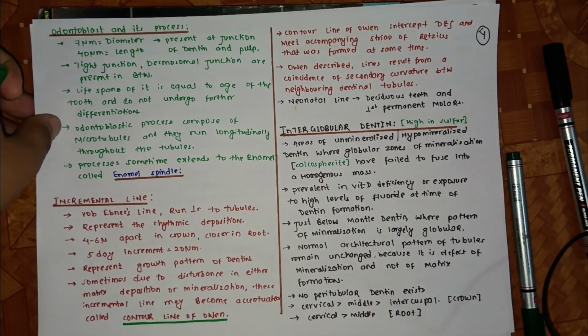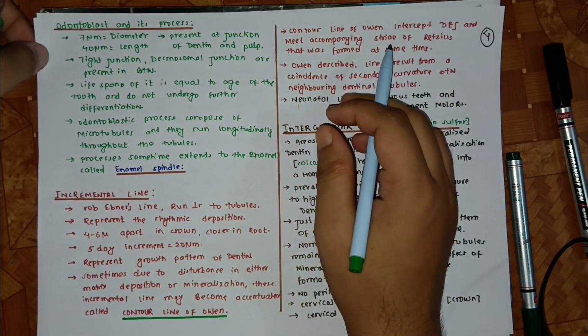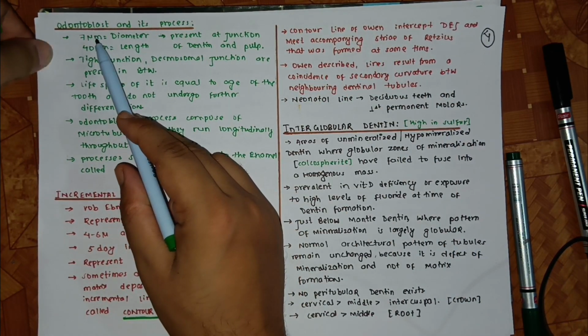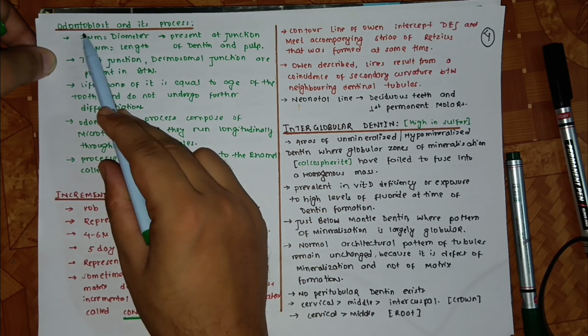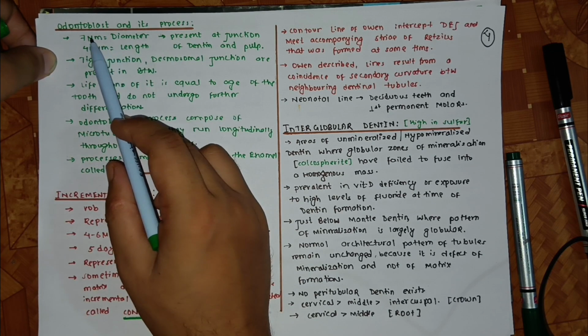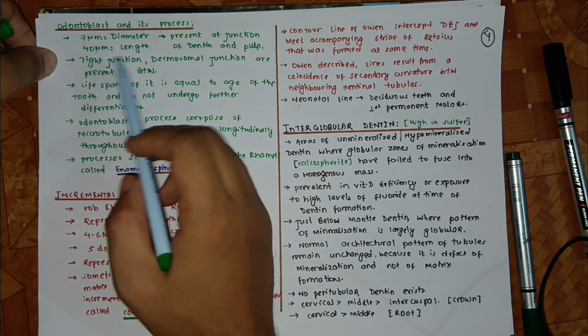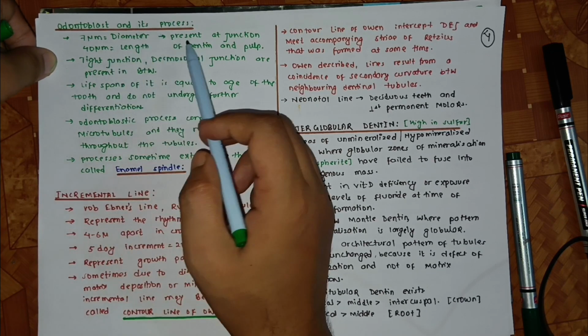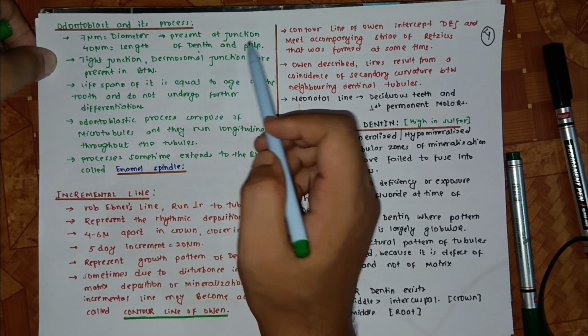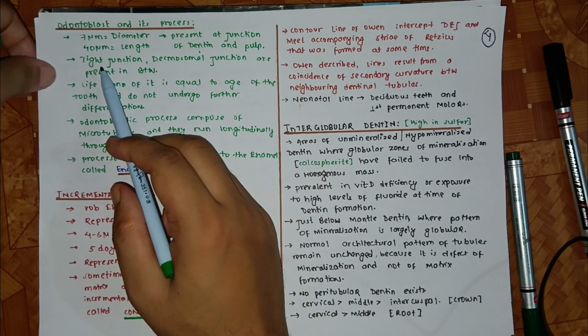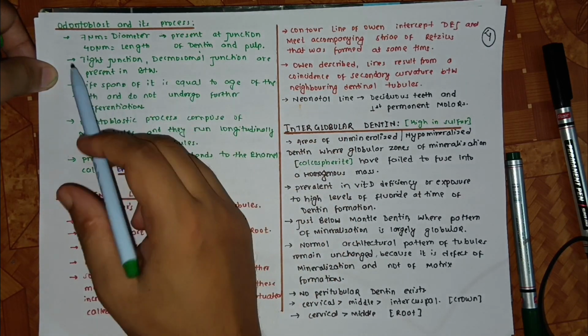Our next subtopic of today's video is the odontoblast and its process. The odontoblast diameter is 7 micrometer and the length is 40 micrometer. It is present at the junction of the dentin and the pulp, where tight junctions or desmosomal junctions are present between them.